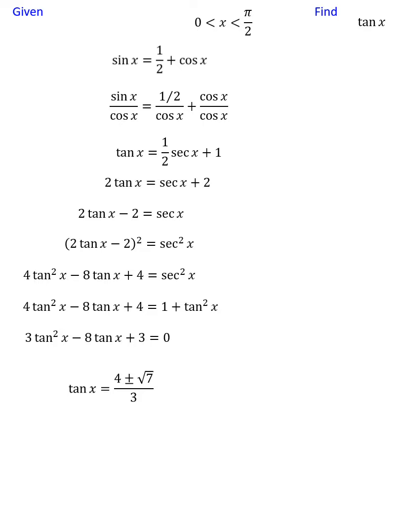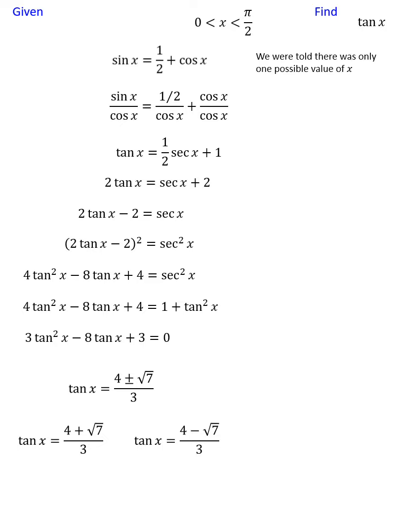Now, if you look at the top of the screen, it says we're supposed to find the tangent of x, and it appears as though we've done that, but there's a problem. This plus or minus here indicates that we've found two solutions, which in and of itself isn't a problem, except we were told, and if you go to Canvas and look at it, you'll see we were told that this problem only has one possible value of x. That was part of the given information.